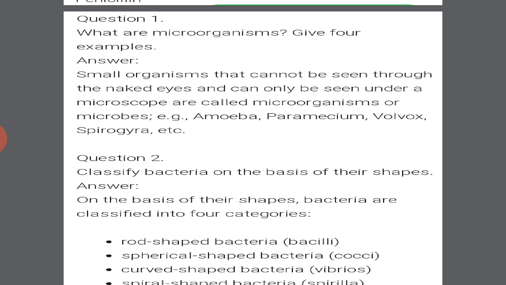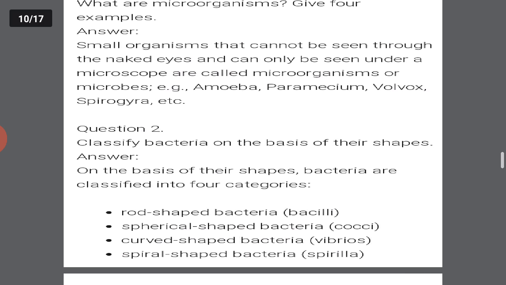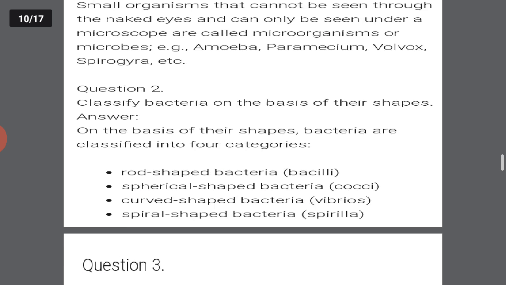Question number 2. Classify bacteria on the basis of their shape. On the basis of their shape, bacteria are classified into four categories. These categories are rod-shaped bacteria, bacilli; spherical-shaped bacteria, cocci; curved-shaped bacteria, vibrios; and spiral-shaped bacteria, spirilla.